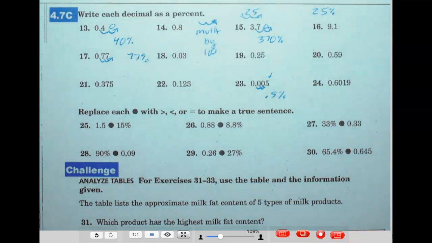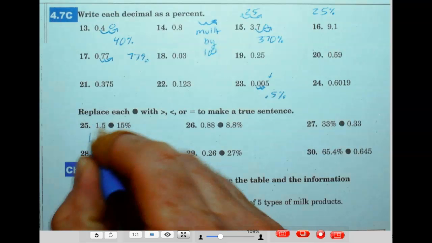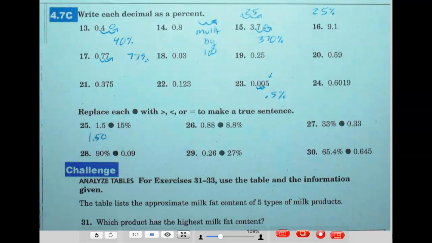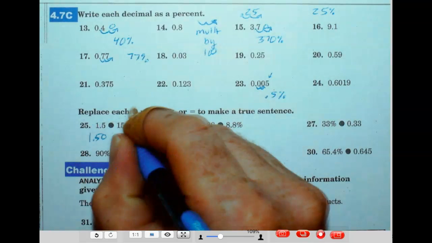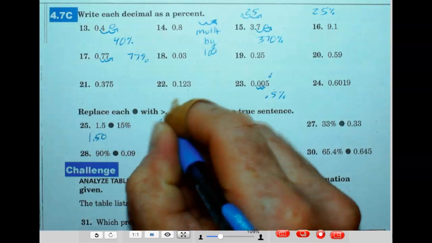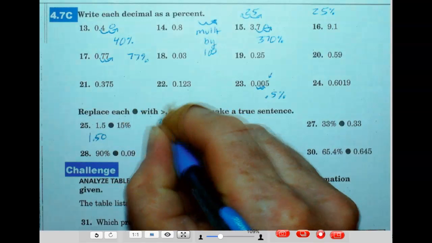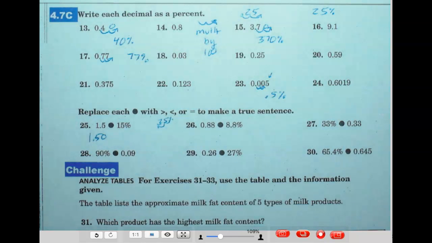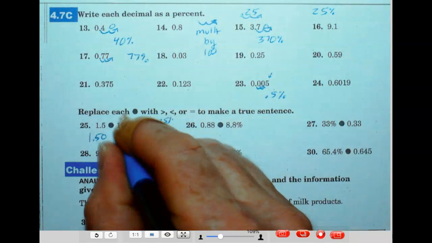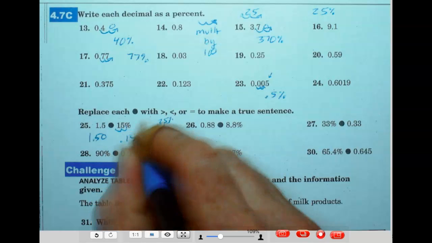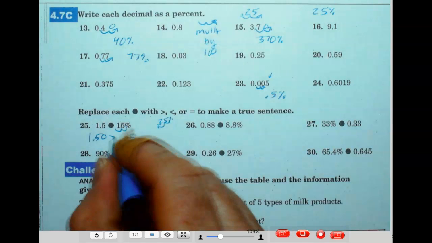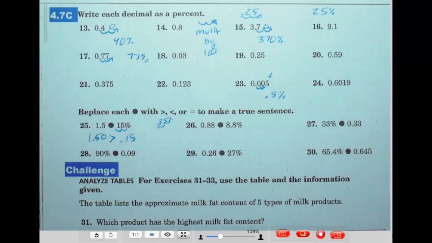Here we're going to be just making these sentences true. Well, you've got to convert them both to decimals, or otherwise this isn't going to work. This is already in decimal form. This is like $1.50, right? And so 15%, I'm thinking 25%. How do I get that to a decimal? I move it 2 places. So I'm going to do the same thing with 15%. I'm going to move that 2 places. We got, this is 0.15. This is like 15 cents. So of course, $1.50 is greater.